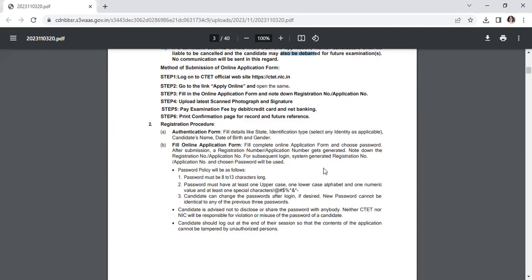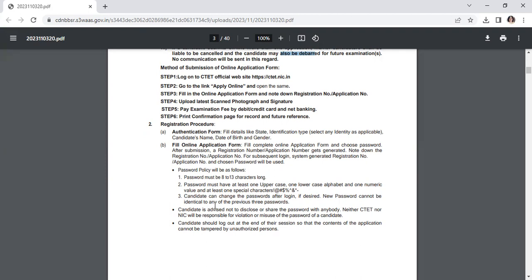For subsequent login, the system-generated registration number, application number, and the chosen password will be used. So whenever you want to log in, you are going to use that application number and registration number. So it is very, very important to note down that number. The password policy will be as follows. The password must be 8 to 13 characters long. The password must have at least one uppercase, one lowercase alphabet, one numeric value, and at least one special character. These are the special characters. From this, you are going to choose one.